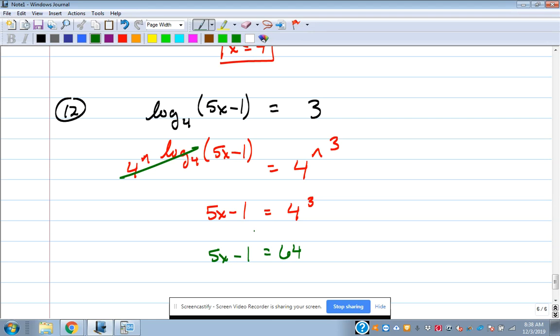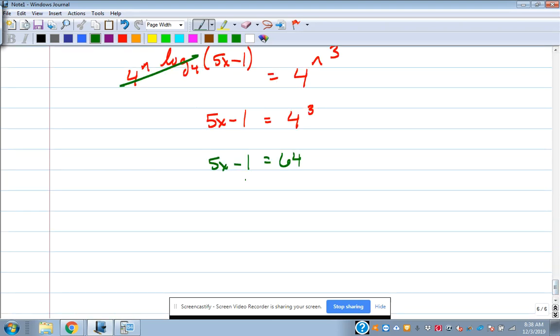Okay, so either using the rewrite as an exponential that we did yesterday, or exponentiating with a base of 4, both ways work, and they get the same equation. So add 1. That's nice. 5x is equal to 65. Divide by 5, and it's 13.